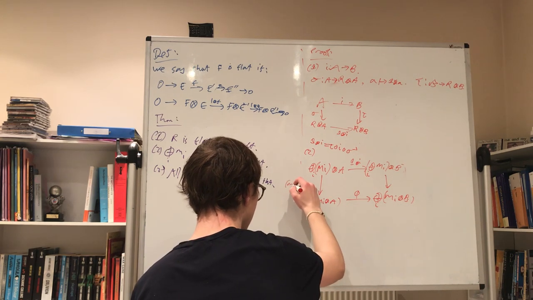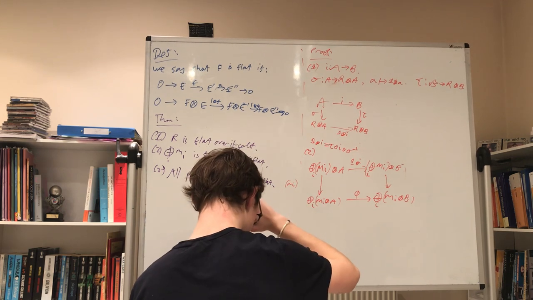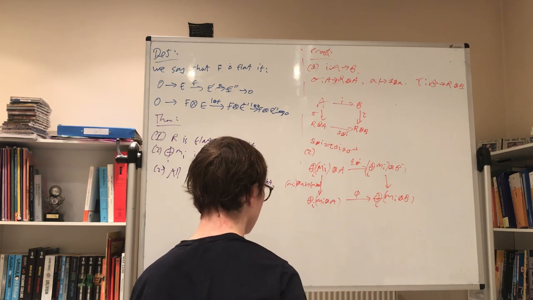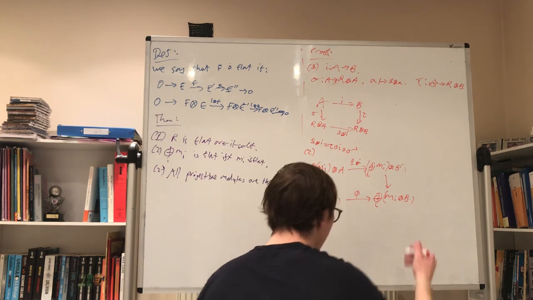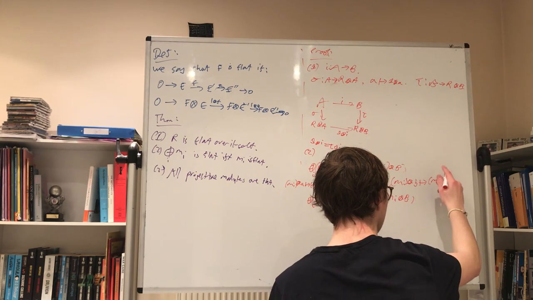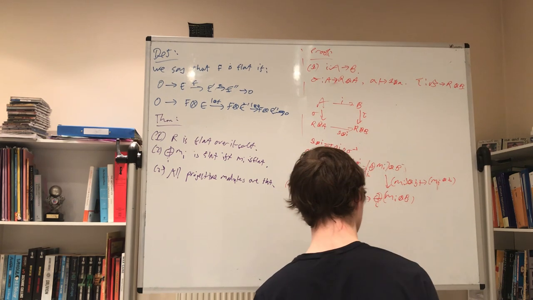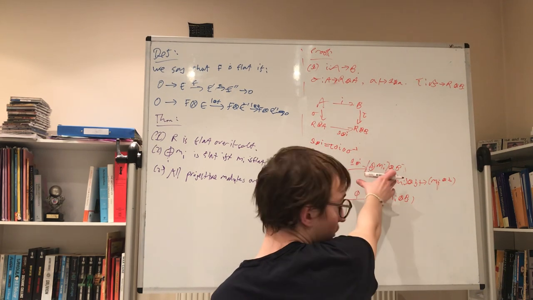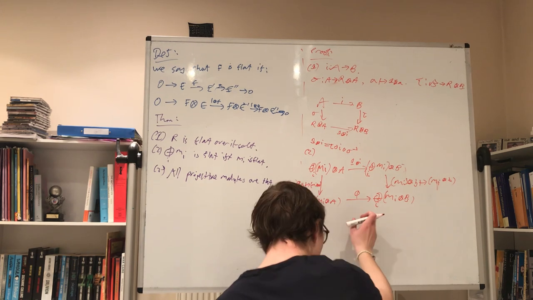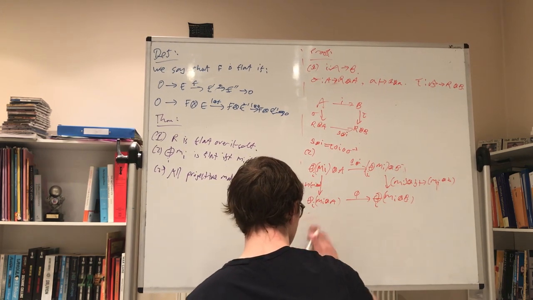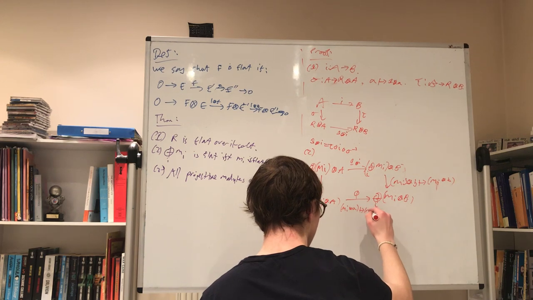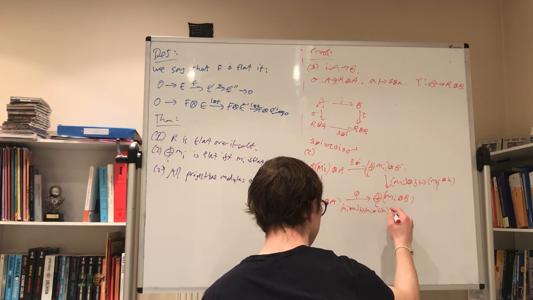They're sending some mi tensor A, this just gets sent to mi tensor A, just like that. And mi tensor B, similarly, mi tensor B gets mapped to mi tensor B, like so. 1 tensor I is the obvious map, and this map phi acts by sending mi tensor A gets sent to mi tensor I of A, like so.